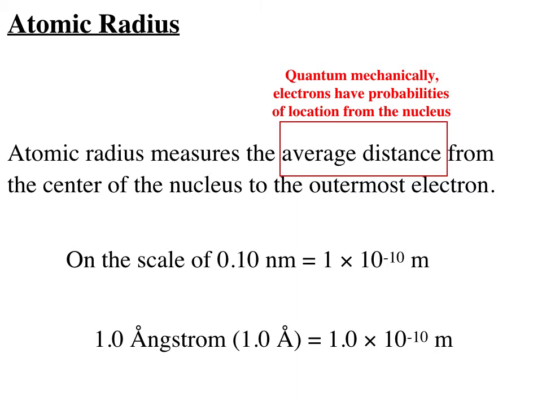There are 10 angstroms in 1 nanometer. So a nanometer, remember, is 1 times 10 to the minus 9 meters. So a tenth of a nanometer is equal to 1 angstrom. So we would think of this scaled on the metric system in nanometers and in the physics scale system in angstroms, which are tenths of nanometers.